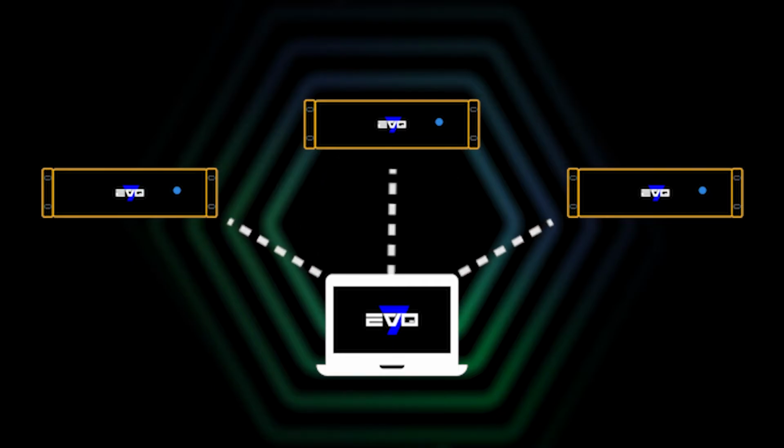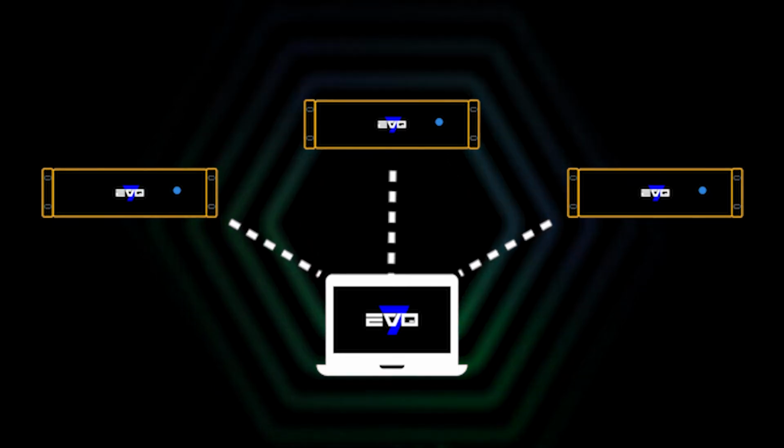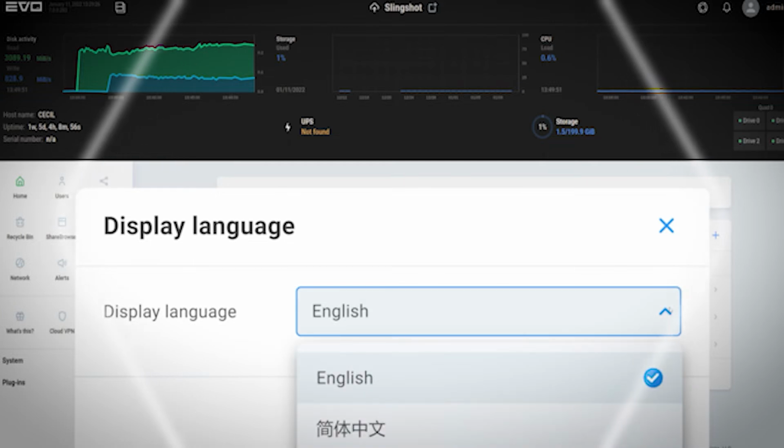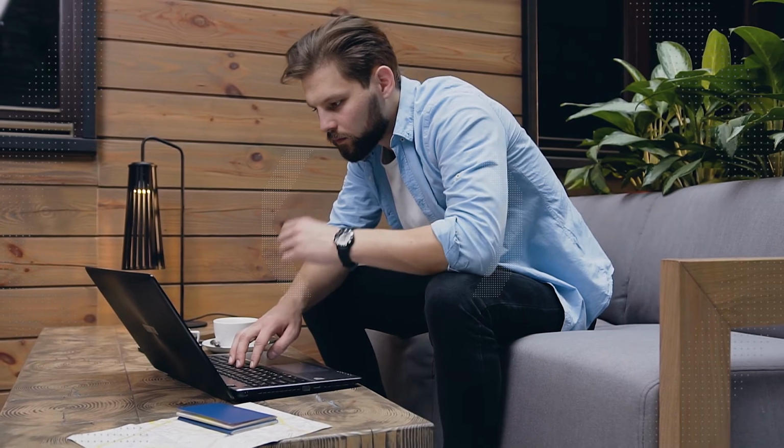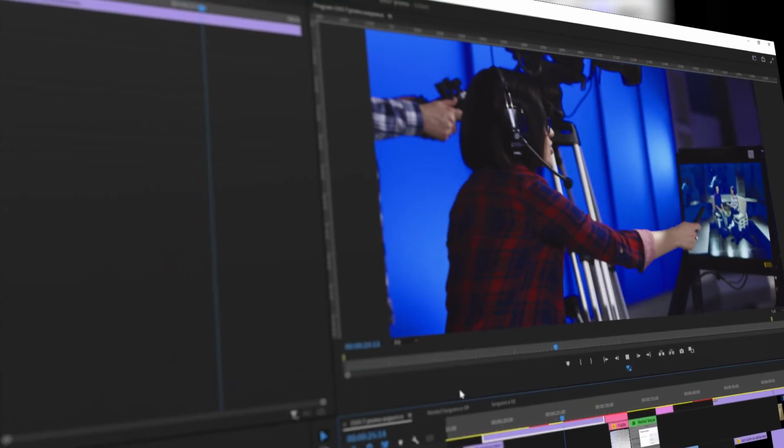Manage multiple EVOs from a single interface. Improve content security with HTTPS SSL support and new folder-level permissions. Change your language preferences. Amp up performance with new capacities and connectivity options.